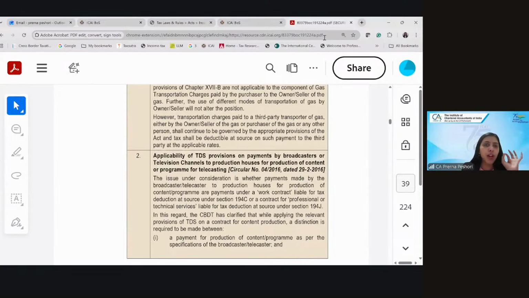What I was trying to do, I was trying to sell the gas. I was trying to sell a particular product. Now, that product is a sale of a product per se, and not the transportation service that I'm trying to provide. So here they have said that it will remain a contract of sale and not a contract of transportation. And in that case, the TDS will not be applicable. Clear? Yes, ma'am. Okay.